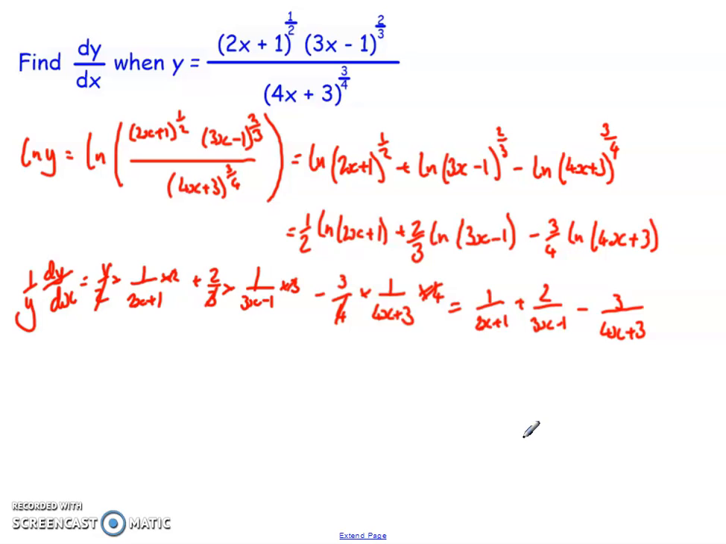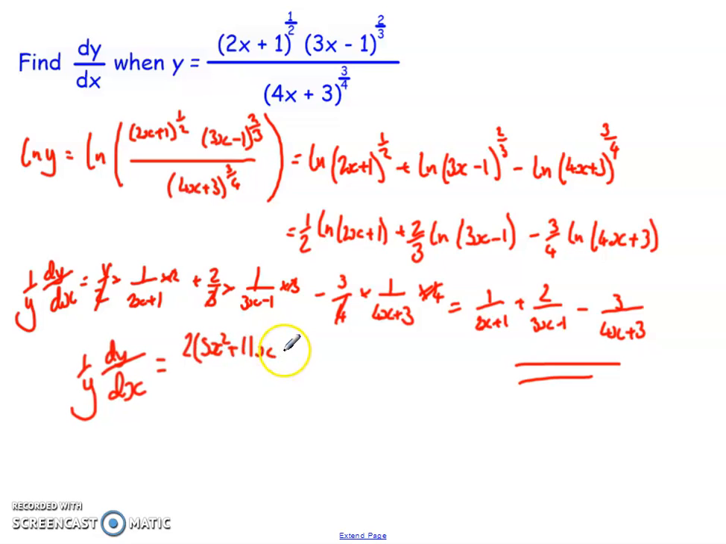Now the next step would be to start simplifying it. Well, in order to do that, what I could first do is take everything here and stick it all over a common denominator and simplify that down. If I were to do that, what I'd end up getting is 1 over y dy by dx equals 2 bracket 5x squared plus 11x plus 3, and then on the denominator I'd end up getting 2x plus 1, 3x minus 1, 4x plus 3. So that's what it would be at that stage.